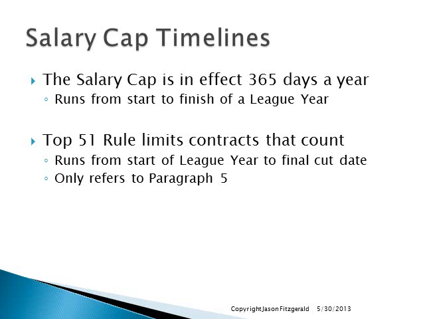The top 51 rule limits the amount of contracts that count from the start of the league year to the final cut date or thereabouts, before the regular season. This only refers to paragraph 5 salary. It's the base salary of the players. All bonuses will count on the salary cap. But the top 51 contracts plus dead money are all that count in the offseason.